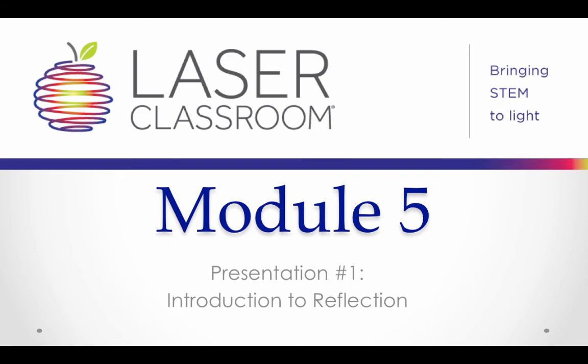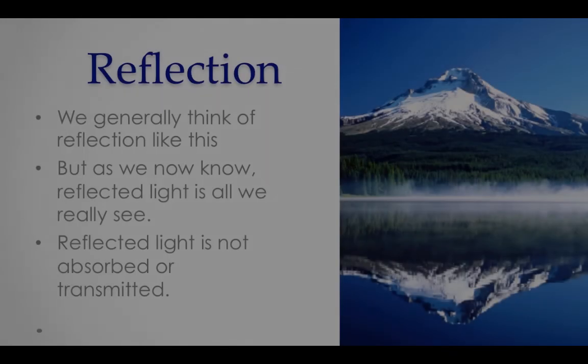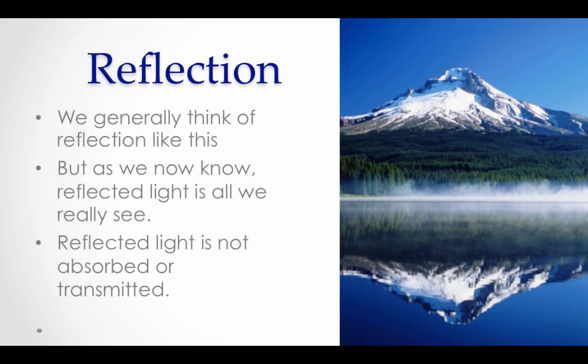And here we're going to take a look a little bit deeper into reflection. We've been looking at reflection, and we know that the reason that we can see things is because the light that comes from the sources around us, the sun, the light bulbs around us, interacts with the materials around us, and it's either absorbed, transmitted, or it might be reflected.